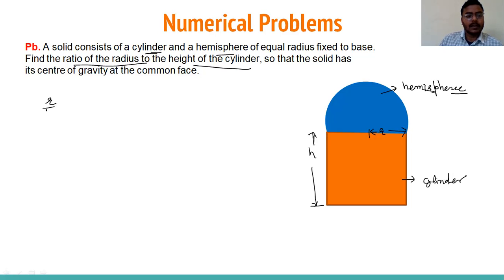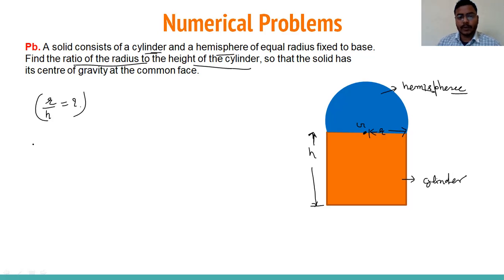We have to calculate the ratio r to h of the cylinder, so that the solid has its center of gravity at the common face. In the question it is mentioned the center of gravity is here, for this composite section, for combined solid bodies. So if the center of gravity is here, then we have to calculate this ratio.